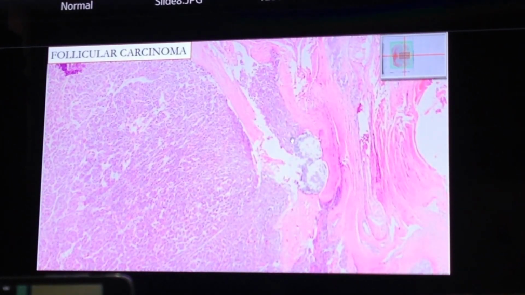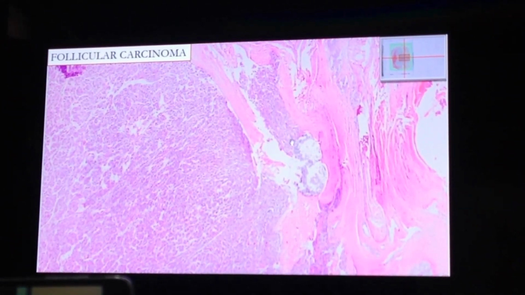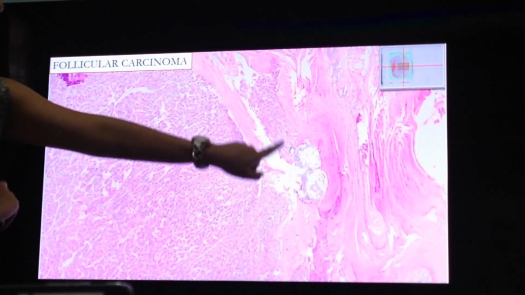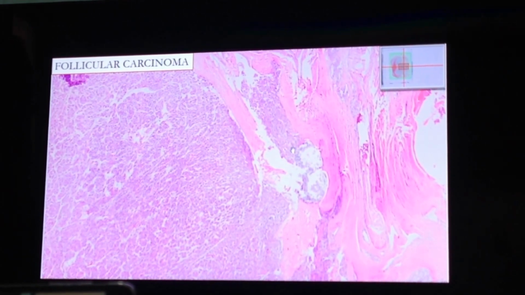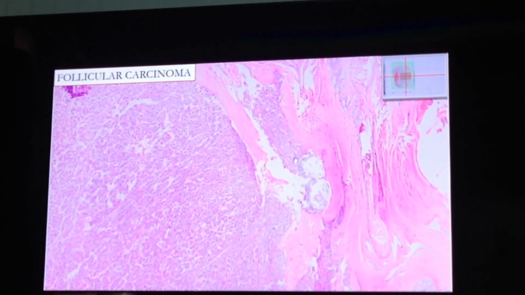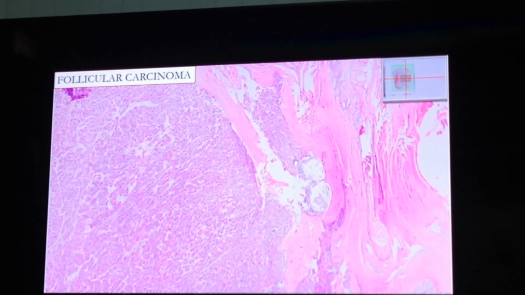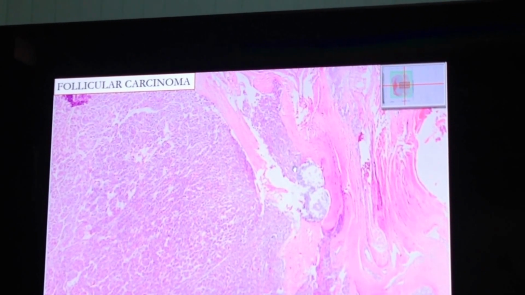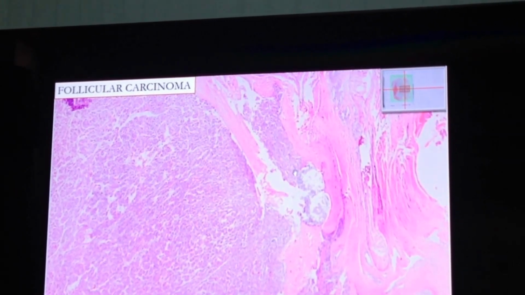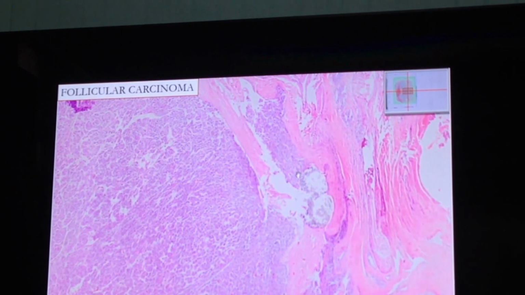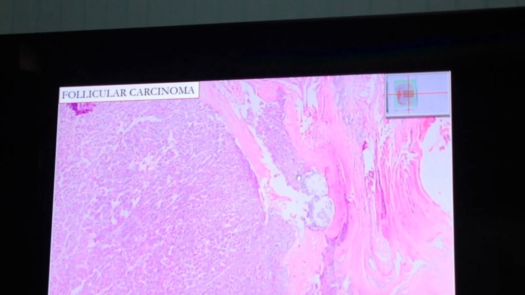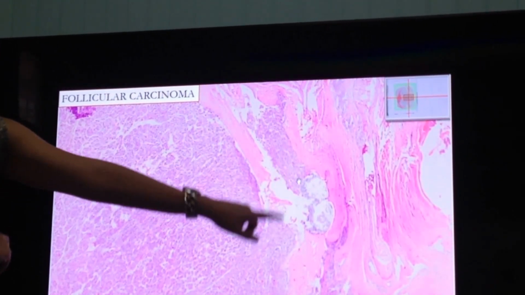So next is your follicular carcinoma. Looking at this picture, invasion, presence of capsular invasion. The distinction between your carcinoma and that of adenoma is the presence of capsular invasion. Another criterion for your carcinoma is the presence of vascular invasion. Cytologically, the morphology of the cells resembles that of an adenoma. However, the main difference is this.